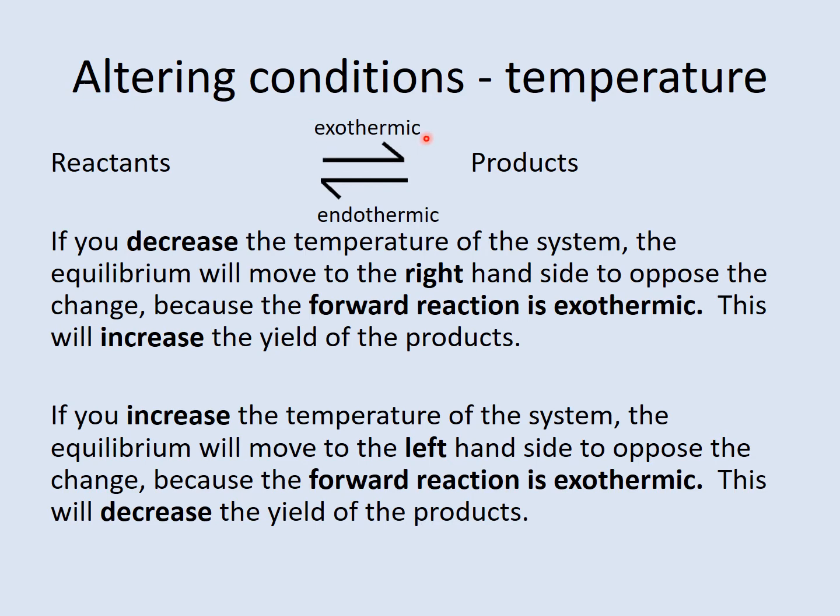So the forward reaction being exothermic just means that when you cool it down, it will go in the forward direction, but when you heat it up, it will go in the reverse direction. I could have written here, because the reverse reaction is endothermic. That would also have been absolutely true. Basically, the exam board assumes that if you've written the forward reaction is exothermic, then the assumption is the reverse reaction is endothermic.